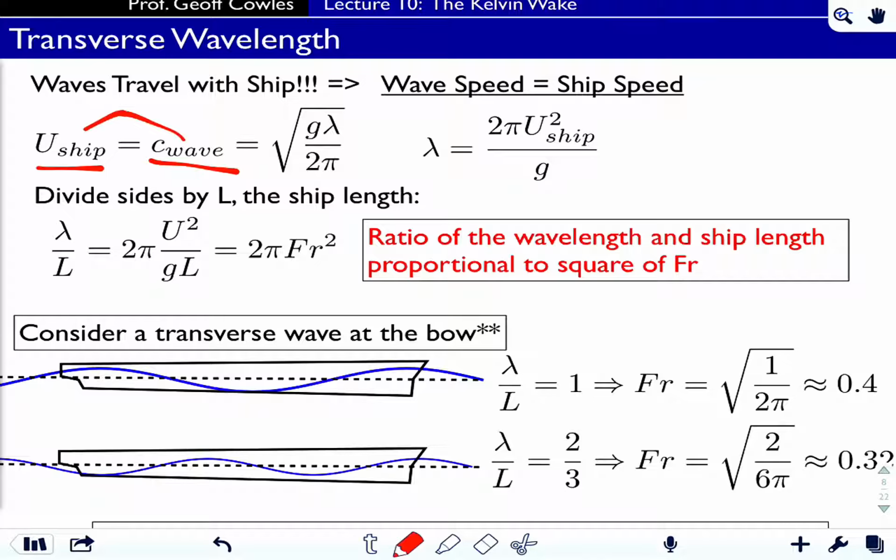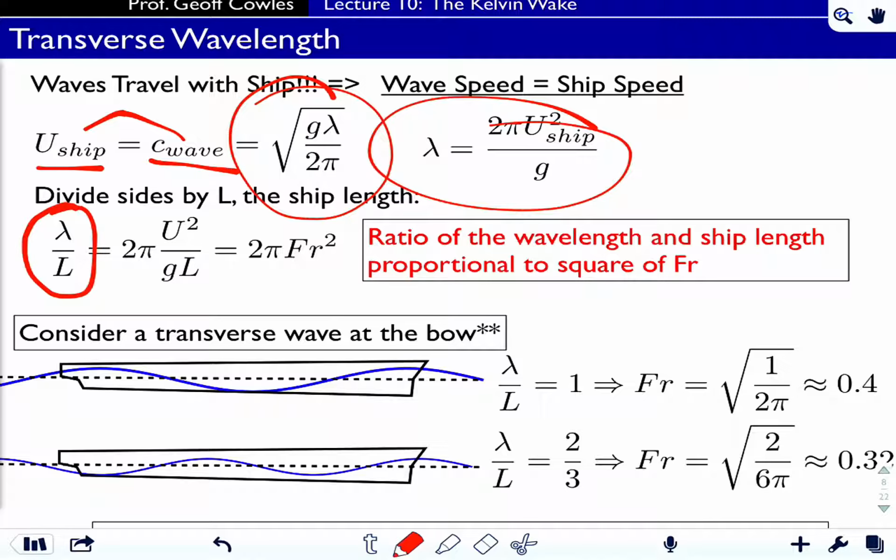So U ship must be equal to C wave, and C wave from our water waves lecture is equal to the square root of g lambda over 2 pi. So it's proportional to the square root of the wavelength. That's because deep water waves are dispersive. From that, we can calculate a relationship between the transverse wavelength and the ship speed. It goes as the square of the ship speed. And if we want to non-dimensionalize this for a similarity relation, we have the ratio of the wavelength to the ship length goes as the Froude number squared.